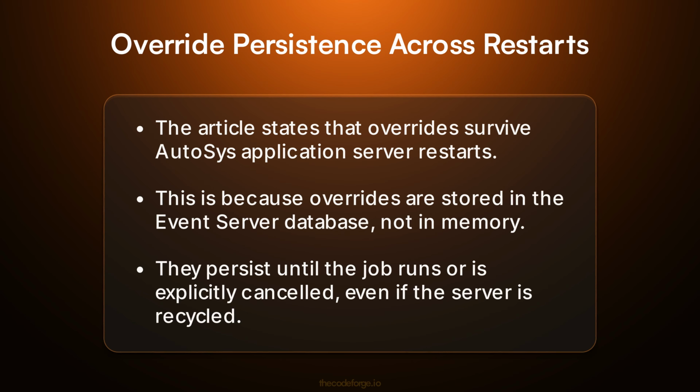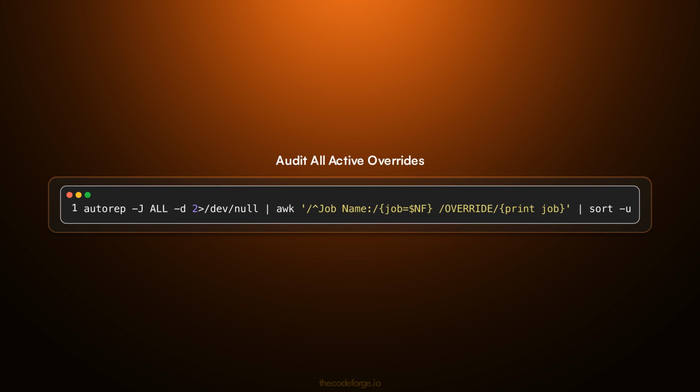The article states that overrides survive AutoSys application server restarts. This is because overrides are stored in the event server database, not in memory. They persist until the job runs or is explicitly canceled, even if the server is recycled. The article recommends periodic audits but doesn't provide a script. This one-liner lists all jobs with active overrides by parsing autorep D output. Run it daily to catch forgotten overrides.